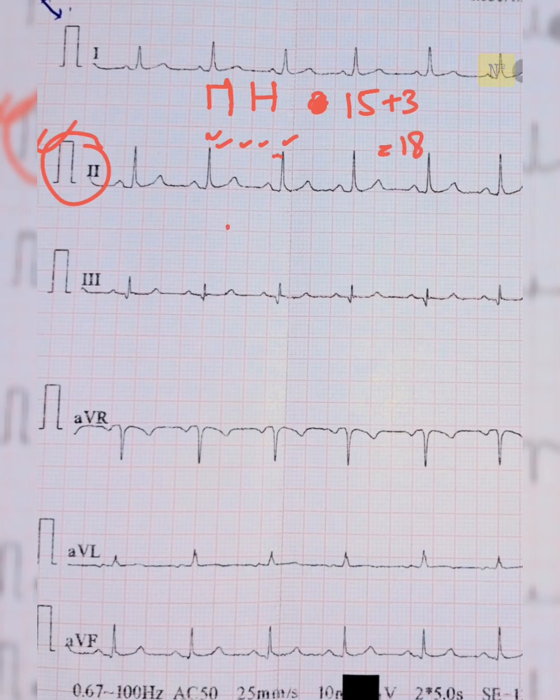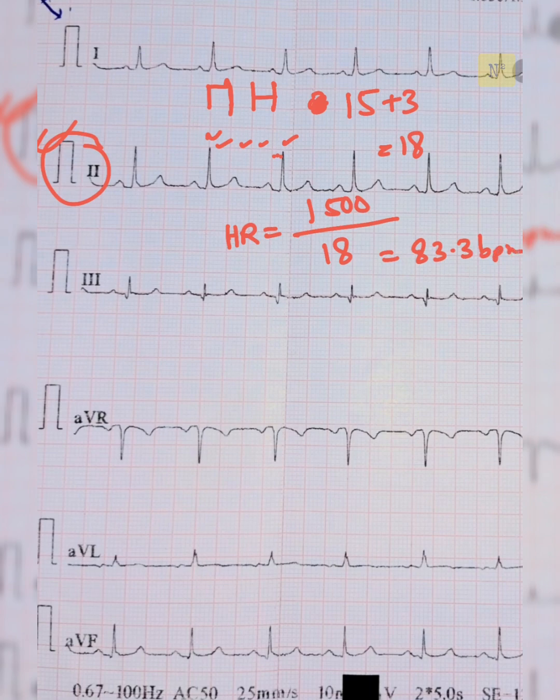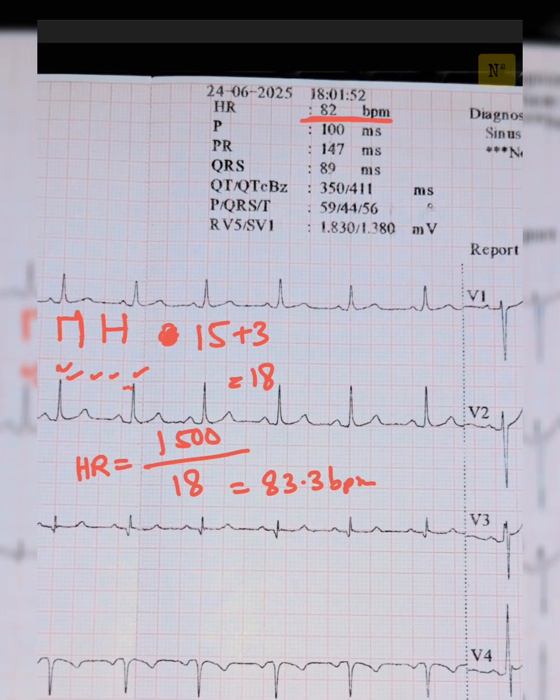So let's apply the formula in the small box calculation. For that, 1500 divided by 18, so we get a value of around 83.3 beats per minute. So it is also very close to the machine's value.